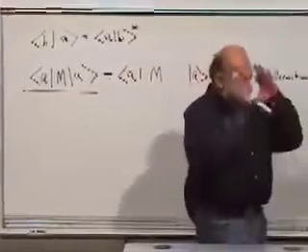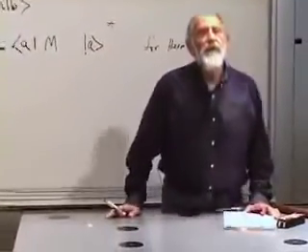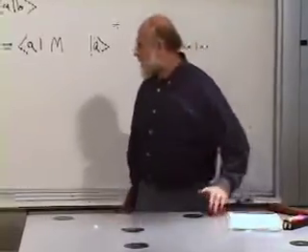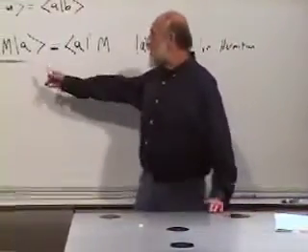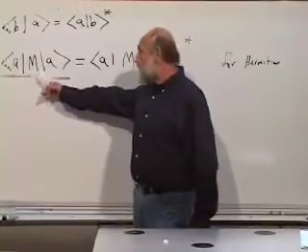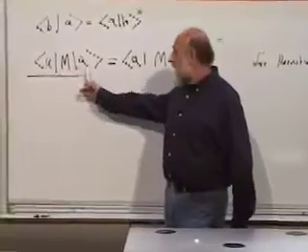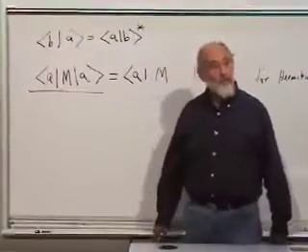Now remember, just keep in mind, the way we're going to be describing states is through vectors. The way we describe observables is through matrices. So you can think of this basically as the average value of M when the state of the system is A.